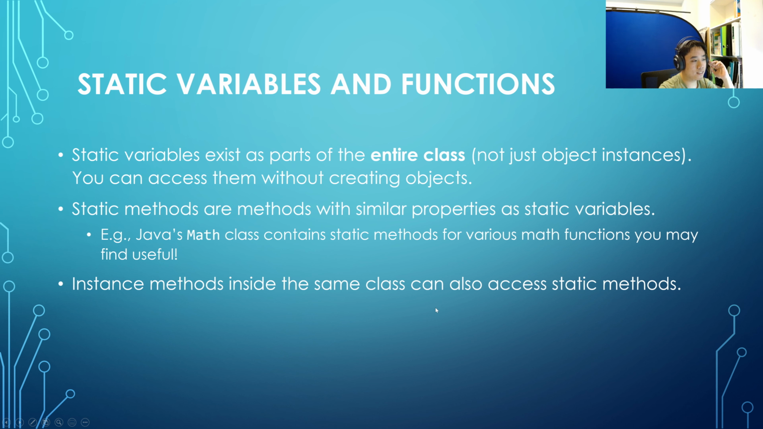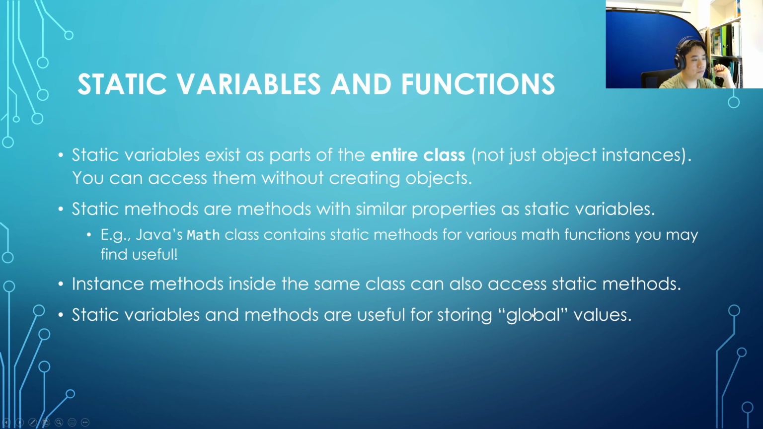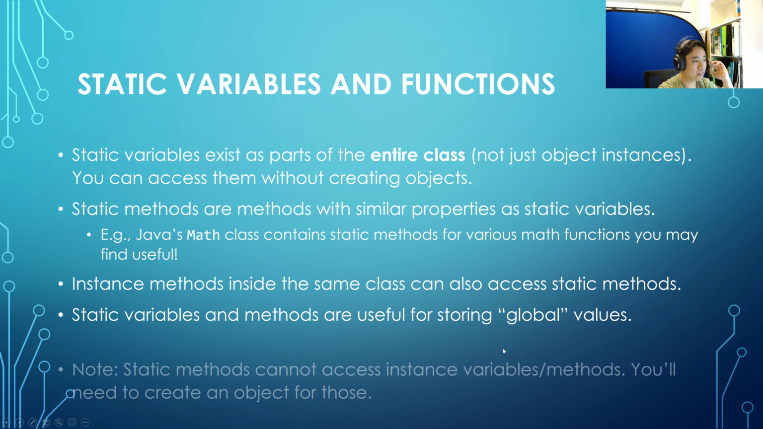So instance methods inside the same class can also access static methods. Instance methods are just those without the static modifier, by the way. And for those who just joined in, welcome. Just let me know if you have any questions after the tutorial. We are in static variables and functions. We're gonna see maybe a few examples later on.